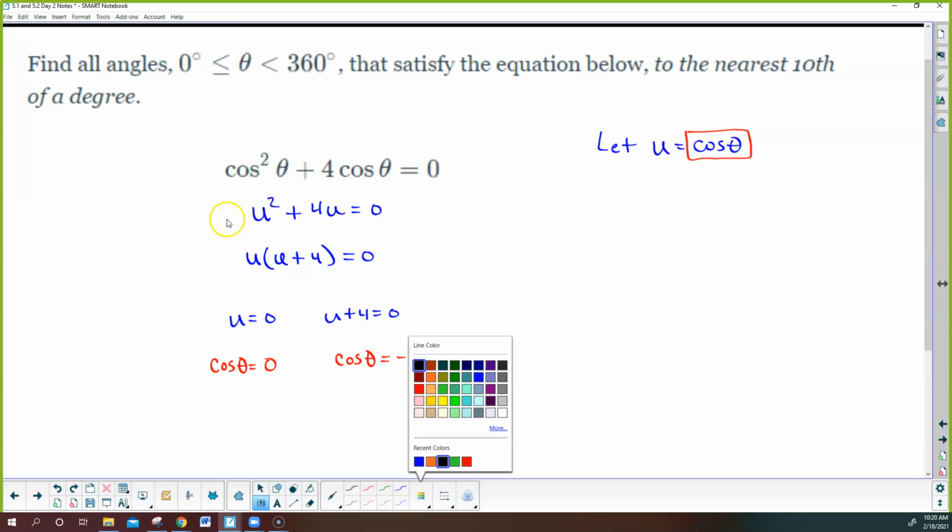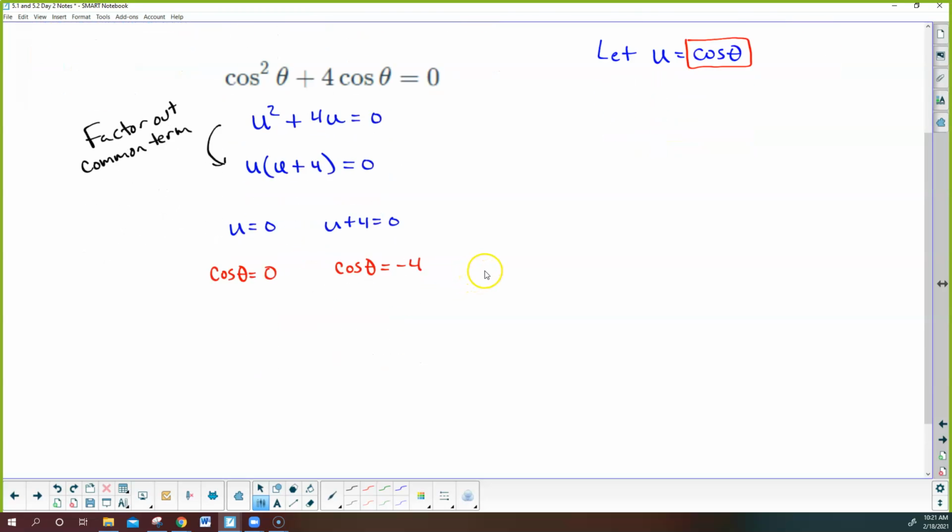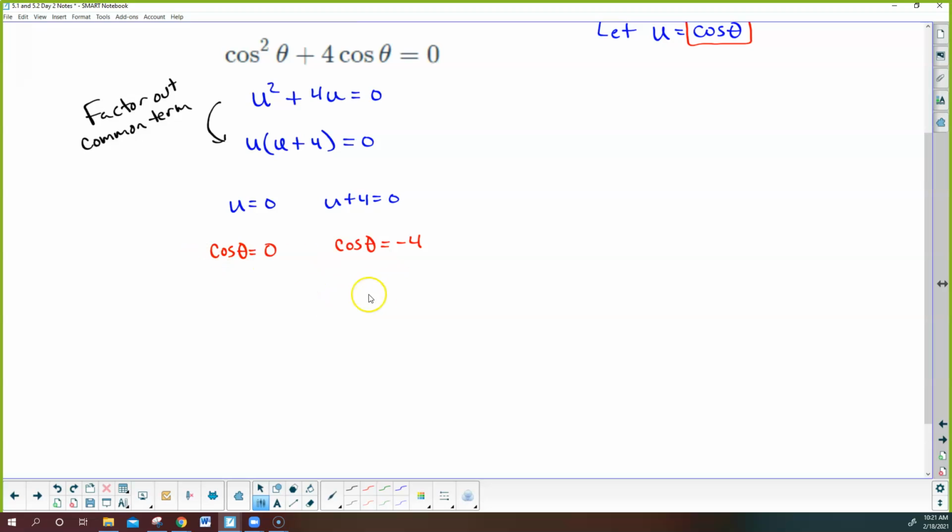I'm going to make a special little note here because this is the part that my calculus kids forget often. We are still calling this factoring. We just didn't use the box with the circle method. We just used the common monomial term. Okay? So now we have to solve.